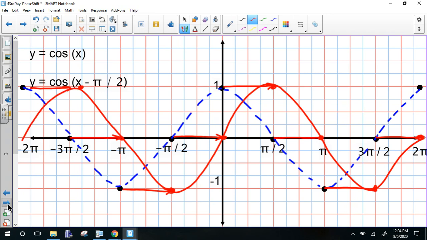the red line is y equals cosine of x minus pi over 2. What does the red look like as far as another function? It looks exactly like y equals sine of x. That's what happens when you subtract pi over 2 from the x in cosine. You get sine of x. And likewise, if you had sine of x minus pi over 2 and you graphed it, it would look like cosine.